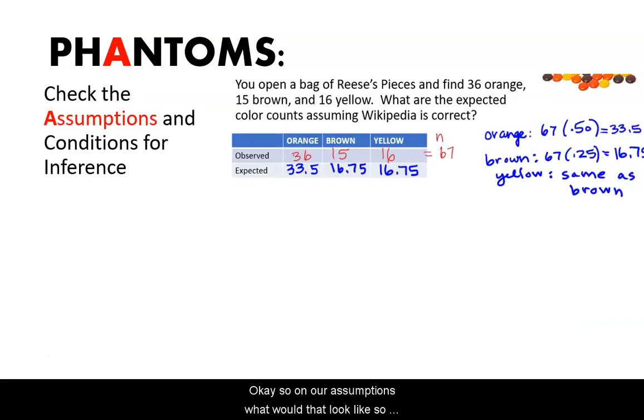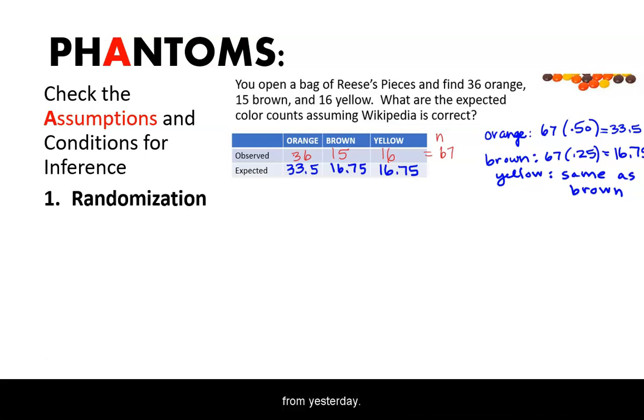Okay, so on our assumptions, what would that look like? You open a bag of Reese's Pieces and find 36 orange, 15 brown, and 16 yellow. What are the expected color counts, assuming that Wikipedia is correct? So I've got my expected colors. We did this in the video from yesterday.